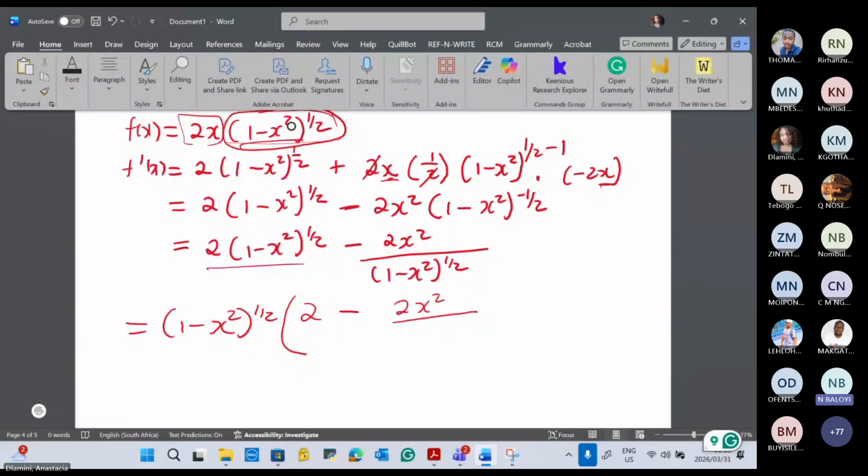It can be over 1. But remember, if we are going to go ahead with what I'm seeing, aren't we supposed to make the denominators the same, in which case it will require that for the first term we multiply the top and bottom with 1 minus x squared to the power half? Yes, well done. That's the first one.